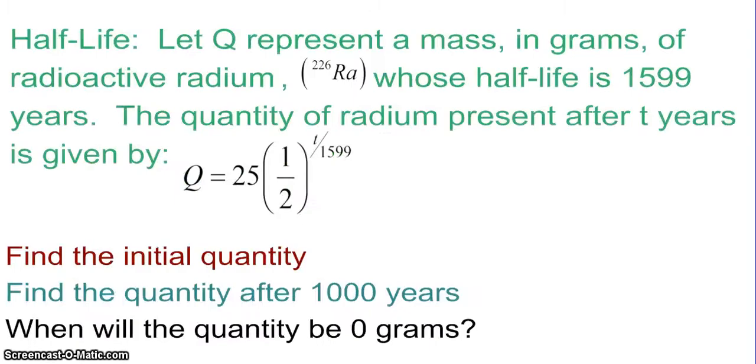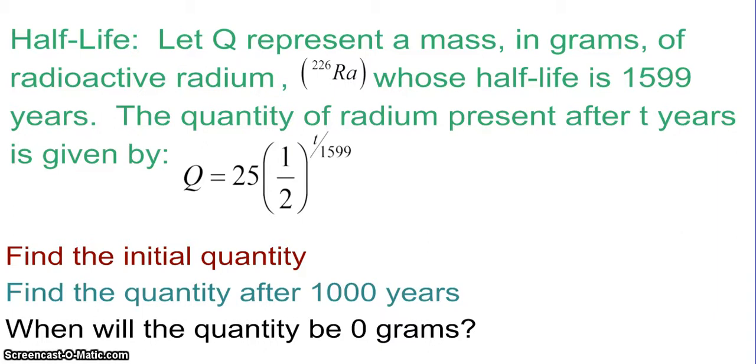All right, so last example. So here's a half-life problem. So this is going to be exponential decay. So let Q represent a mass in grams of radioactive radium, which is Ra226, whose half-life is 1,599 years. The quantity of radium present after t years is given by this equation. Find the initial quantity, find the quantity after 1,000 years, and then find when the quantity will be 0 grams.